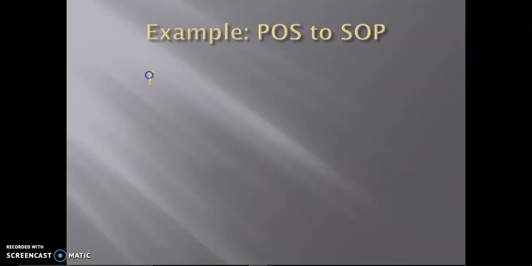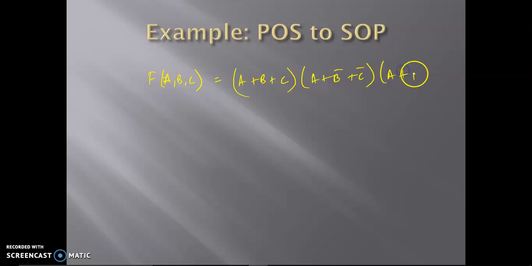Let us do another example for POS to SOP. Suppose you have a function of A, B and C, and that is equal to A plus B plus C and A plus B bar plus C bar and A plus B plus C bar. Okay. In the first step, you write the binary corresponding to that. What is A plus B plus C? It is 0, 0, 0. Okay. What is A plus B bar plus C bar? 0, 1, 1. A plus B plus C bar? 0, 0, 1. Okay. In the second step, you identify the missing binaries.